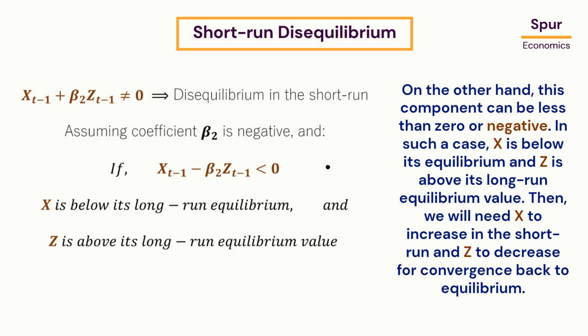On the other hand, this component can be less than 0 or negative. In such a case, x is below its equilibrium and z is above its long-run equilibrium value. Then, we will need x to increase in the short run and z to decrease for convergence back to equilibrium.